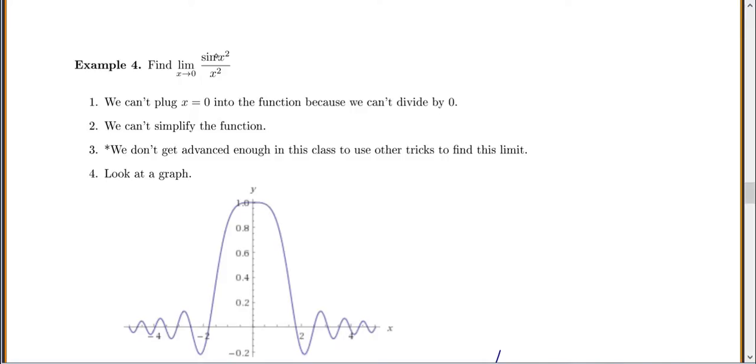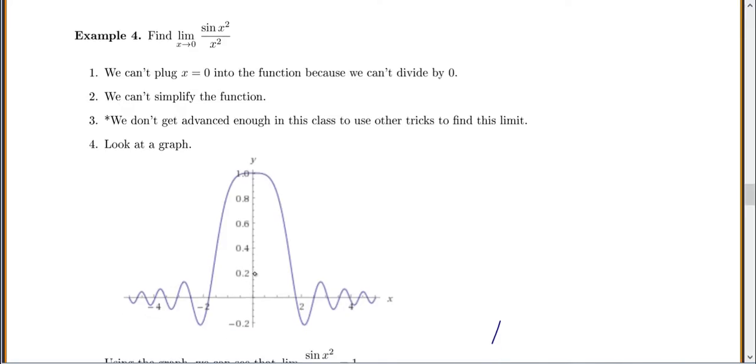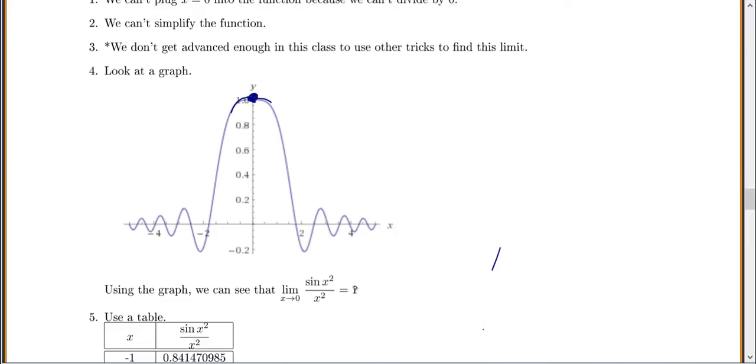so we'll just look at a graph, which I put in my graphing calculator. This is what it looks like. We want the limit as x gets close to 0. Close to 0 looks like I'm coming up towards 1. It just looks like it's 1. So using the graph, we can see that the limit is 1.